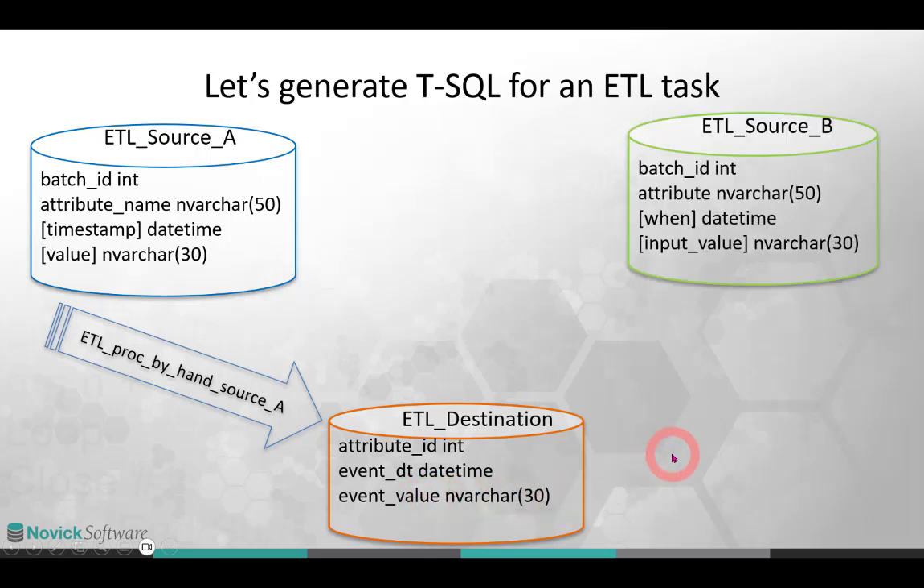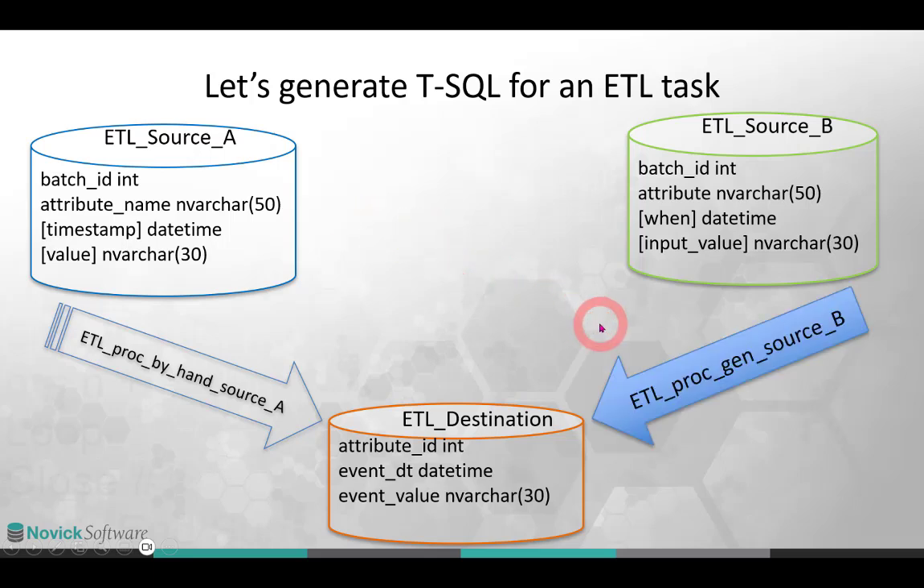We're given a new table. The new table also has a batch ID column that separates each new batch of data. The column names are similar, but with different names. Same data types. Our task is to write the stored procedure that moves the data from source B into the destination. This would be something that would be very easy for you or me. So let's do it with the AI.